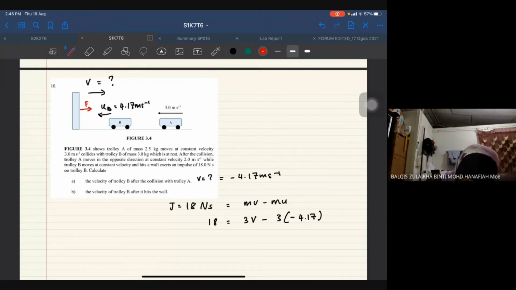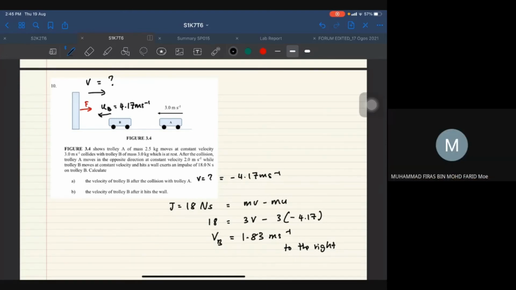18 minus... V you get 1.83, right? Yes, sir. Yes, correct. Okay, so VB is equal to 1.83, and you get a positive, which means that this one is actually moving to the right. Okay, sir. Alright.